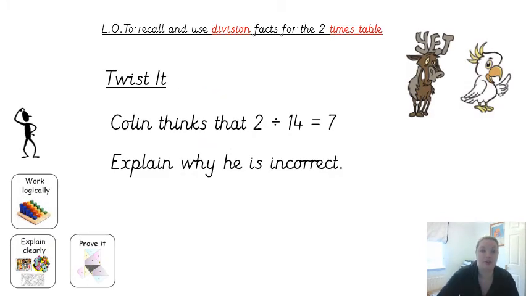So now we're on to the twist it. Remember, this is where we have to find out why Colin is wrong. So Colin thinks that 2 divided by 14 is 7. Oh, now we talked about this, didn't we? Explain why he's incorrect. Remember, he is incorrect. We know that. So why is he incorrect? Now, remember, we need to start the sentence with Colin is incorrect because.